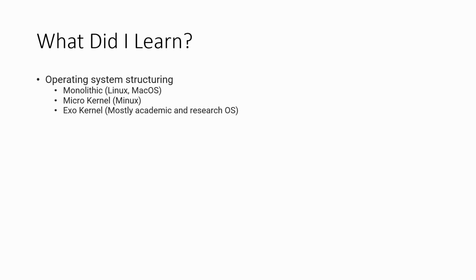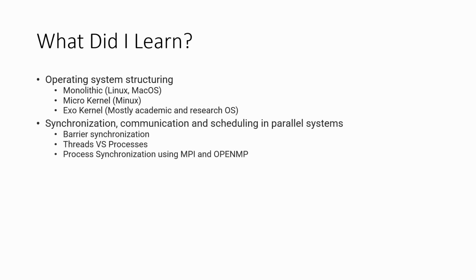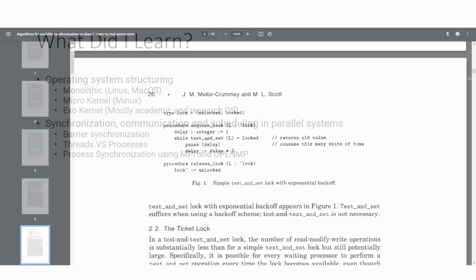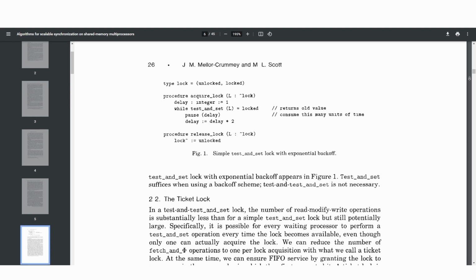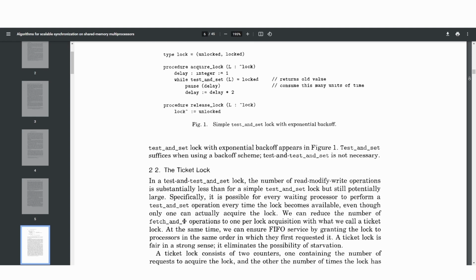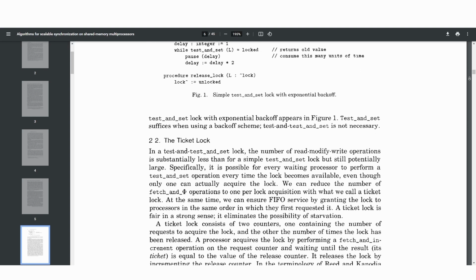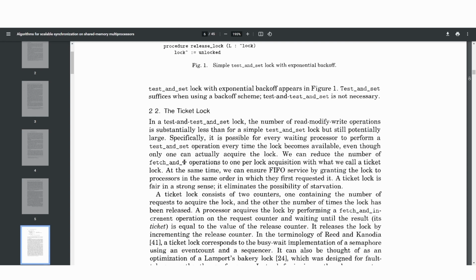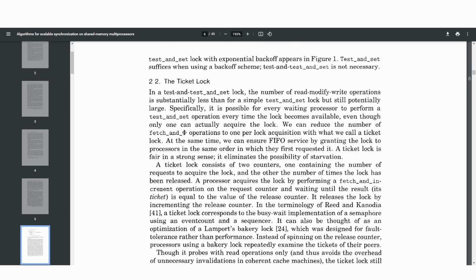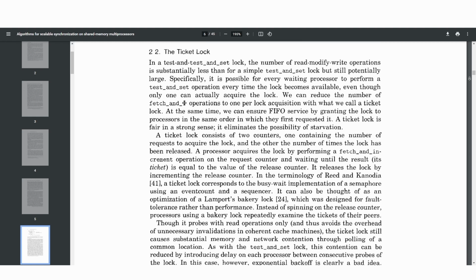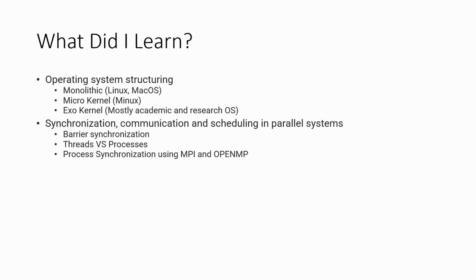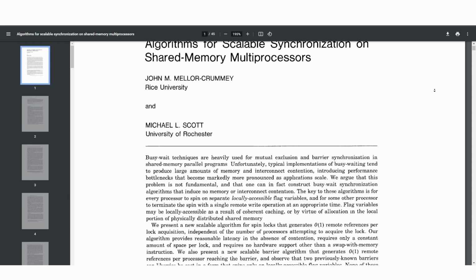After that, in the second portion of the class, we spent a lot of time learning about synchronization, communication, and scheduling in parallel systems. This would be the code behind threading libraries. So one of the projects we had to do was to write something called a barrier synchronization. Pretty much if you have a system with multiple threads, you usually do something like thread.join in C++. Your program would wait until all the threads finish before the main thread continues. So we had to implement different versions of this thread.join.